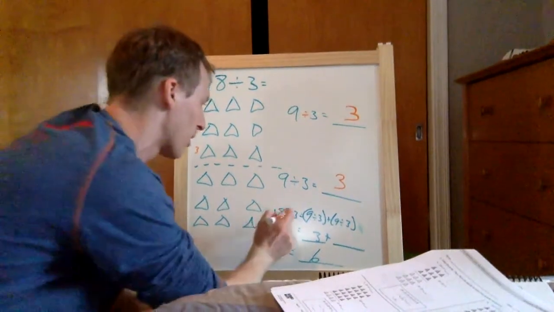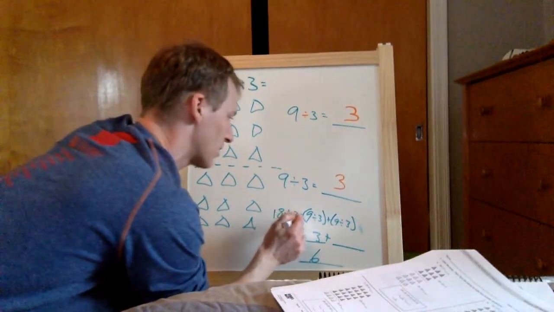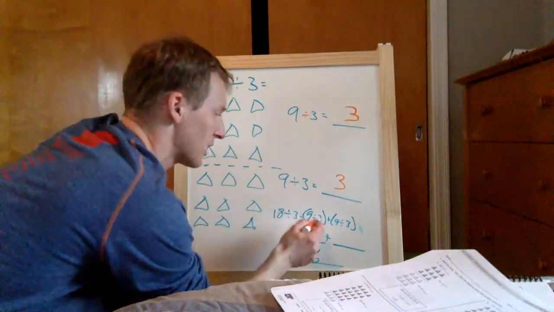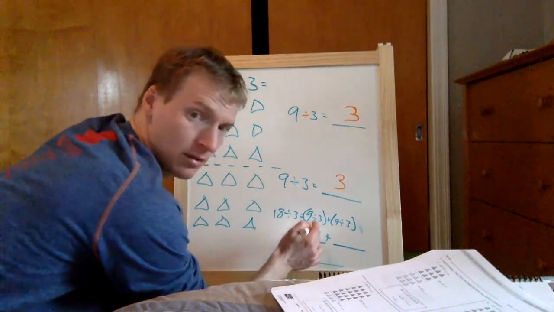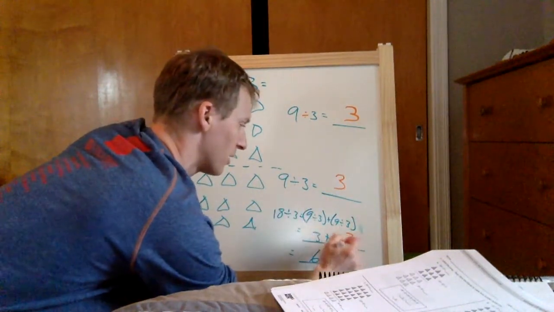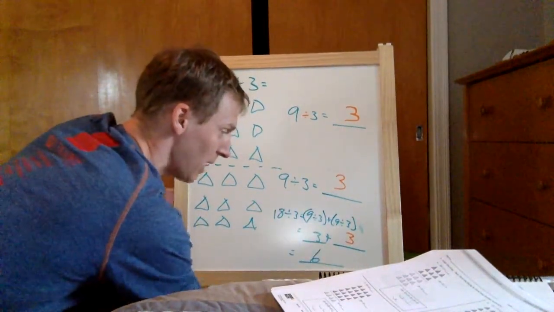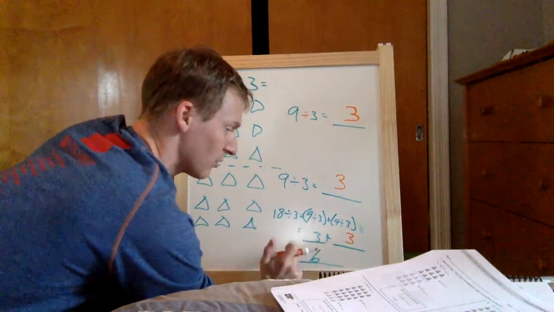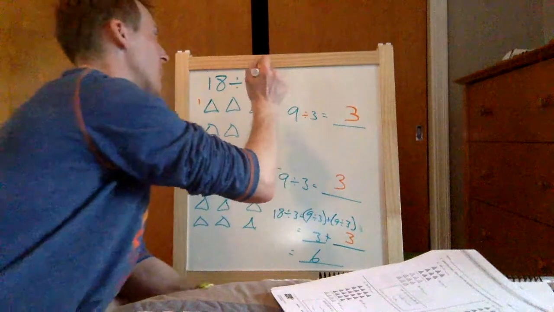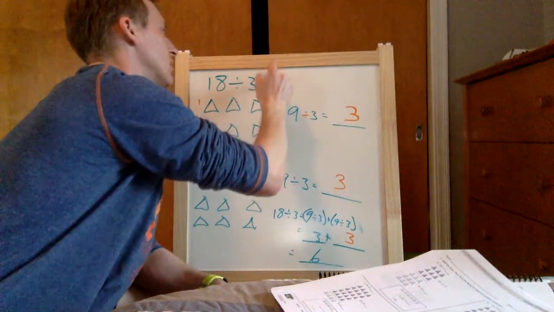So now we go down to our problem, and it says 18 divided by 3 equals 9 divided by 3 plus 9 divided by 3. What's the answer to 9 divided by 3? 3, they already put in for us. And the other one is a 3. They actually gave us the answer at the bottom. 3 plus 3 equals 6. Remember, go all the way back up to the top. 18 divided by 3 equals 6.